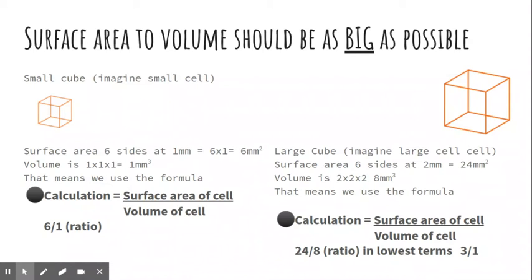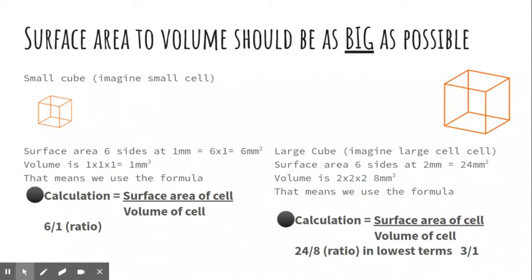Let's look at this large cube now. Imagine it's a large cell. Let's pretend that the surface area still has 6 sides, but now they're 2 millimeters instead of 1. Now all of a sudden we have 24 millimeters squared of surface area. Perfect, that's a big surface area. But if we think about the volume, we have to multiply each side by 2, because 2 times 2 times 2 gives us the cubed. We'll get 8 millimeters cubed.